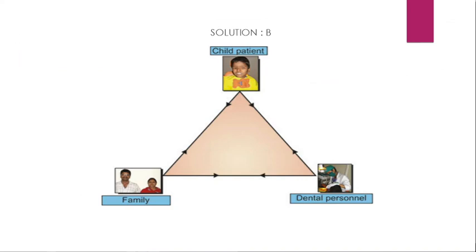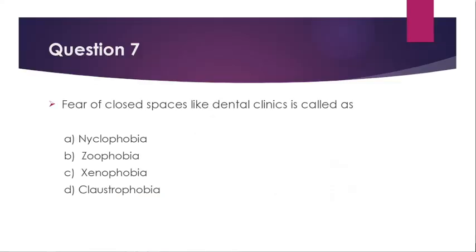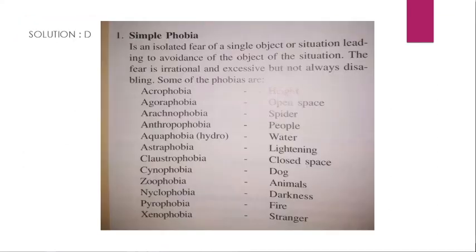Question 7. Fear of closed spaces like dental clinics is called: nyctophobia, zoophobia, xenophobia, or claustrophobia. Solution D, claustrophobia. I have just shown the picture of other phobias. So just go through it, so that these may also be potential MCQs.